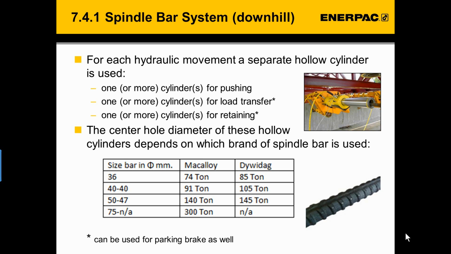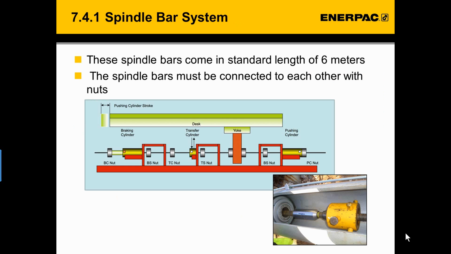In the graph, you see that the diameter of the spindle bar is related to the capacity it is required to handle. This then dictates the required center diameter of your hollow cylinder. The spindle bars are manufactured in standard lengths of 6 meters. For the connection of these steel bars, special connecting nuts are used.